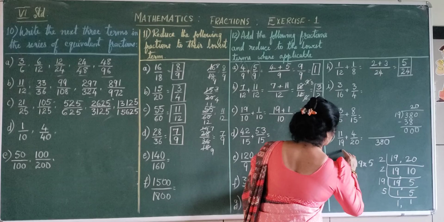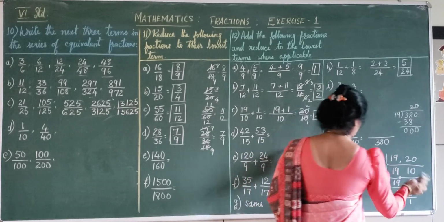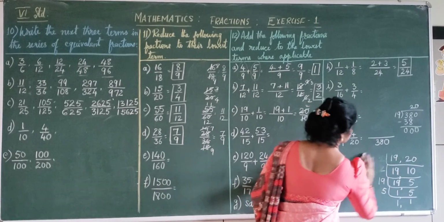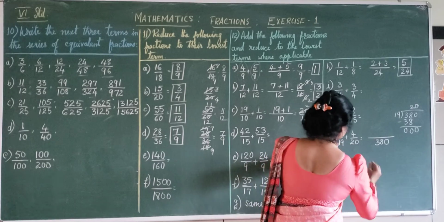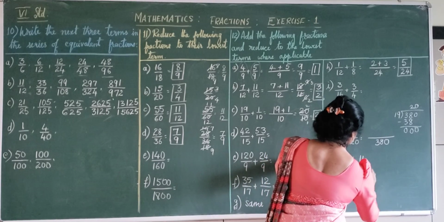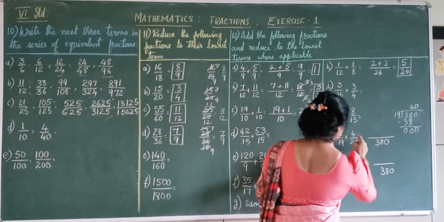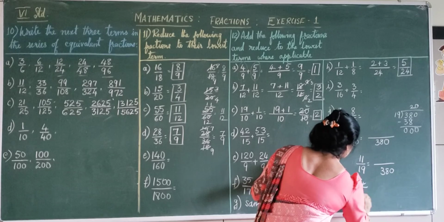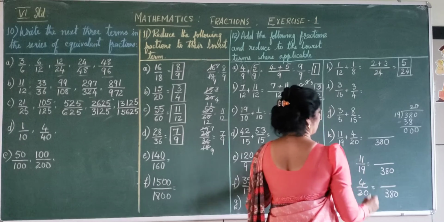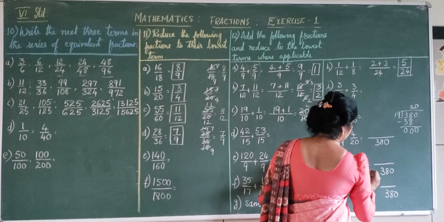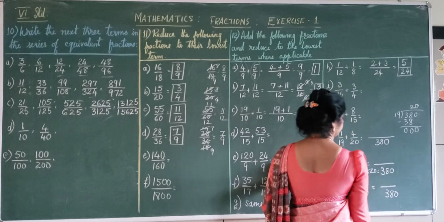See here. The first fraction is, I'll erase it. Now what you have to do? 11 by 19 is equal to over 380. And the next one is 4 by 20 is equal to over 380. Now 19 into how many times is 380? 19 into 20 times is 380.